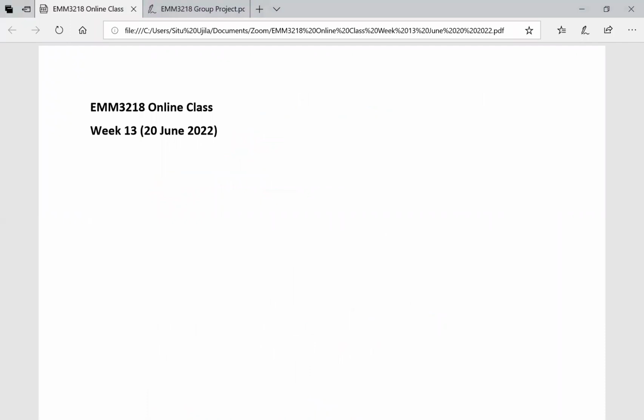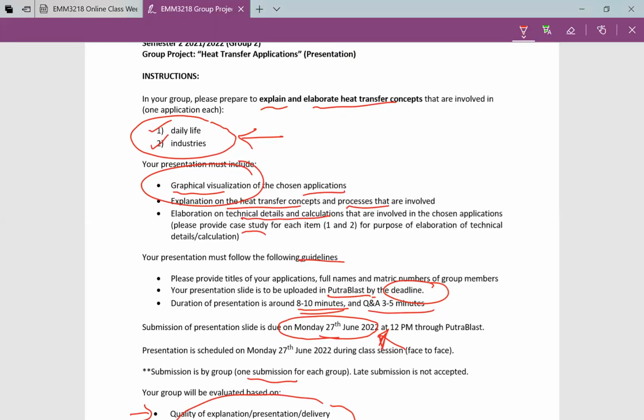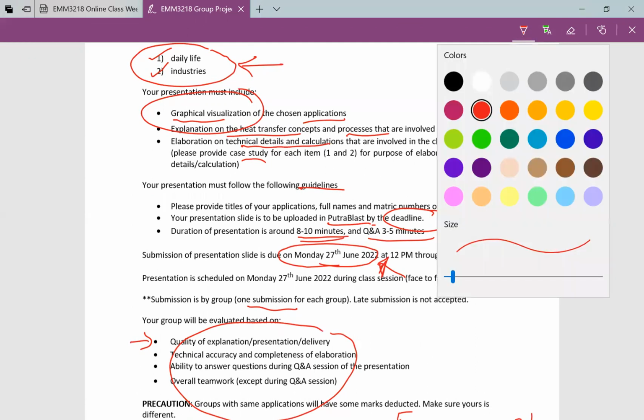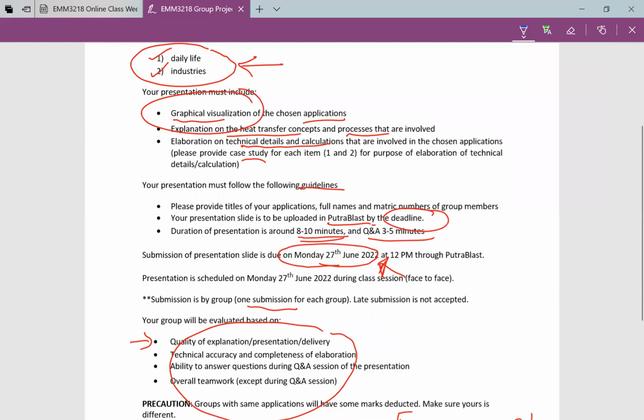About the presentation, everyone has agreed to do the presentation on Monday 27th. Oh, okay. So you're going to do it on Monday 27, right? Did I hear that correctly? Yeah. Okay, so we're going to stick with this.